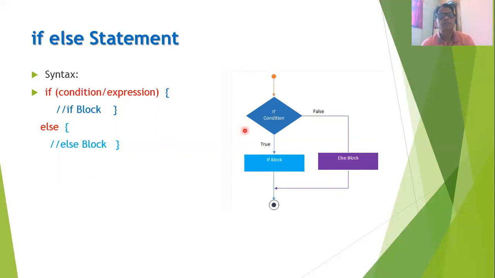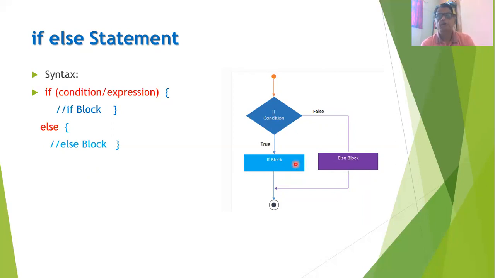So the semantic of this if else statement is something like this. Initially we will check the condition. If it is true, then the if block of the statement will be executed, and then the control of execution will be transferred to the next statement within the program. If the condition is false, then in that case the else block of the statement will be executed, and the control will be transferred to the next statement. So you will find that either the if block is executed or the else block is executed, but in no case will both the blocks be executed.